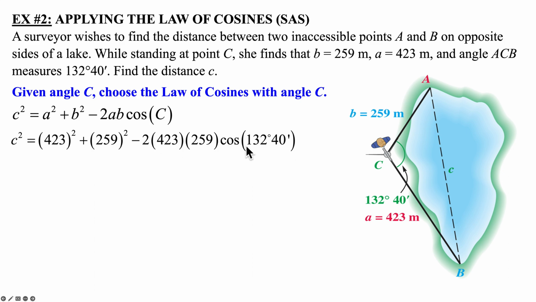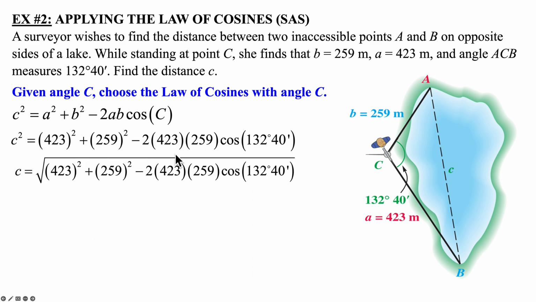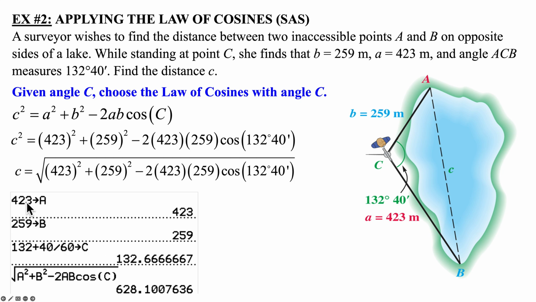Plug in all of our information, and then take the square root of that substitution. Again, I would highly recommend storing values because you're using them twice. It's a lot of button pushing, greater chance for making a typo error. I'd rather see everybody type it in once and reuse it using alpha A's and alpha B's. And that way it really matches your formula.